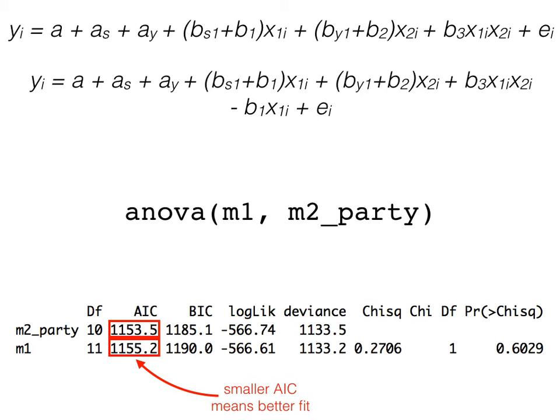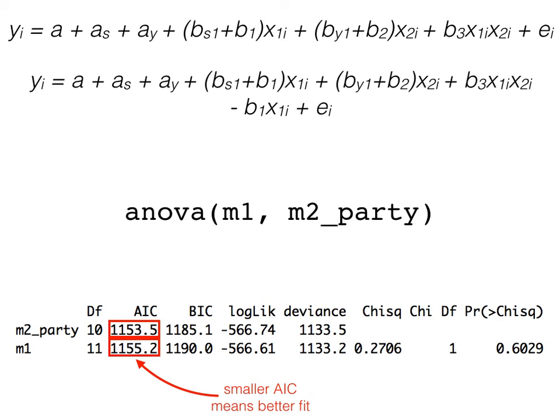You may also hear of people using BIC. I won't be going over the differences between the two, but the same principle applies. Lower value means better fit. This would suggest that including the main effect of incumbent party actually hurts the model. However, is this difference actually significant?